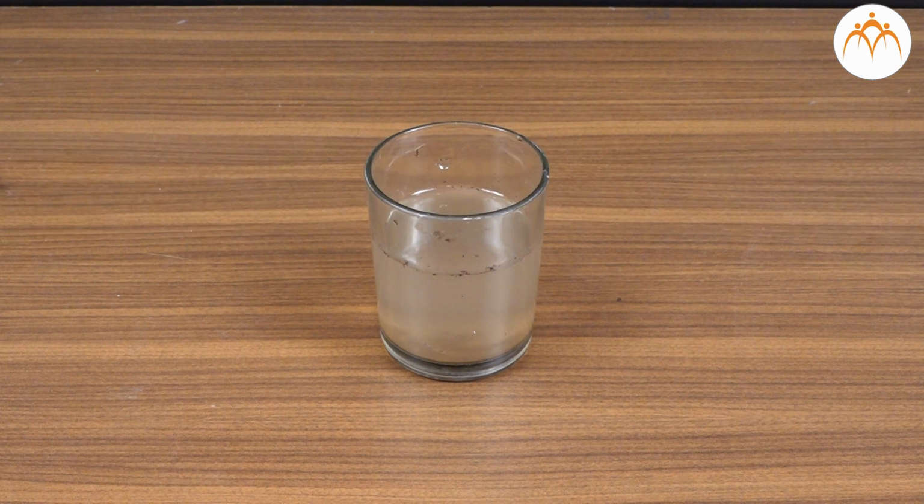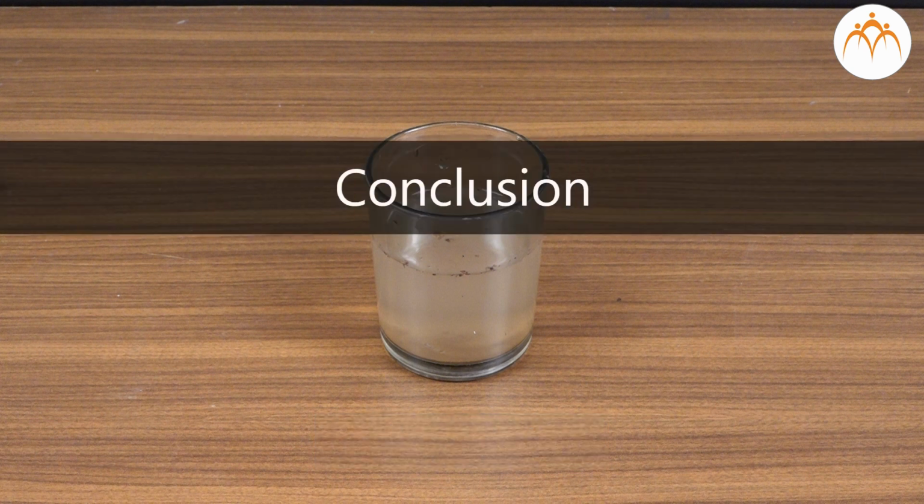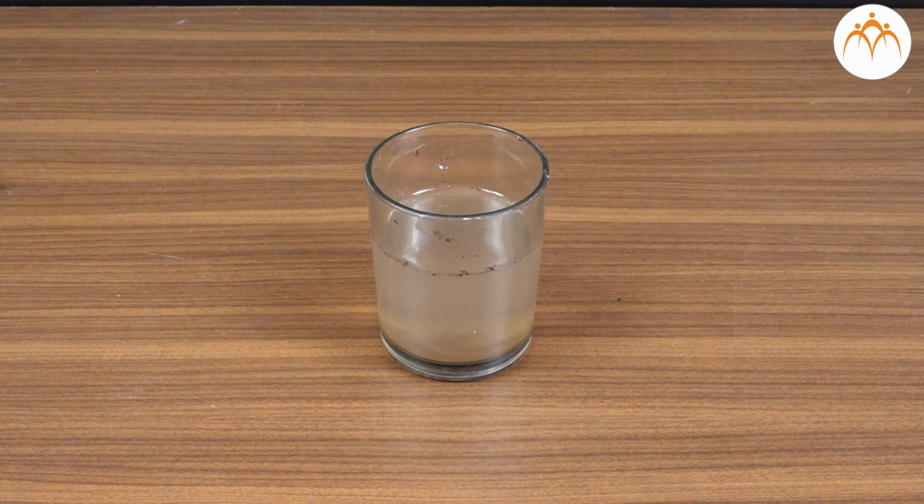Observation: the mud gets sedimented at the bottom of the glass, but it takes a long time. Wooden sticks and dirt float on the water as they are lighter than water. This method of cleaning the water is called sedimentation. Conclusions: mud particles are heavier than water but are very small in size, so they take longer time to settle. Dry leaves and wooden sticks are lighter than water, hence they float on the surface.